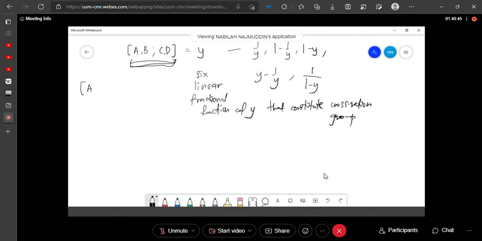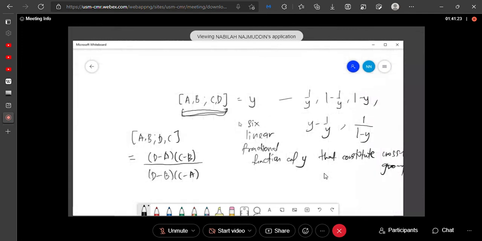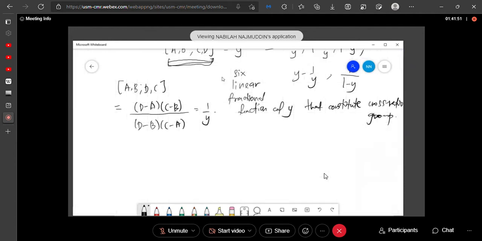Then if we want to find A, B, C, this is equal to B minus A, C minus B over A minus, and this A, B, C, D is actually C minus A and C minus A, B minus B, C minus B, B minus A. So if you compare, this is actually 1 over y, right? Okay, that completed the first one.